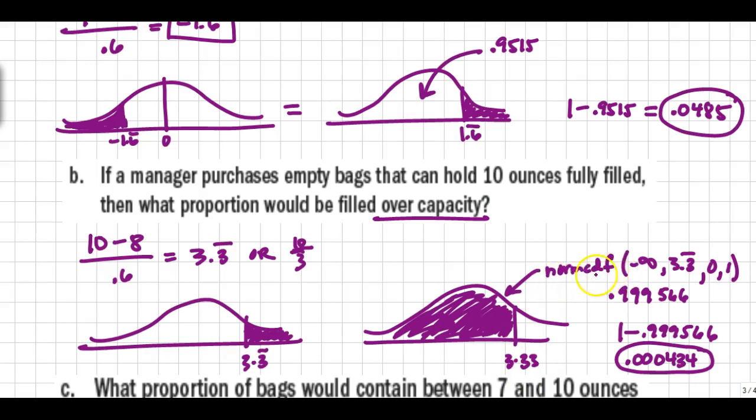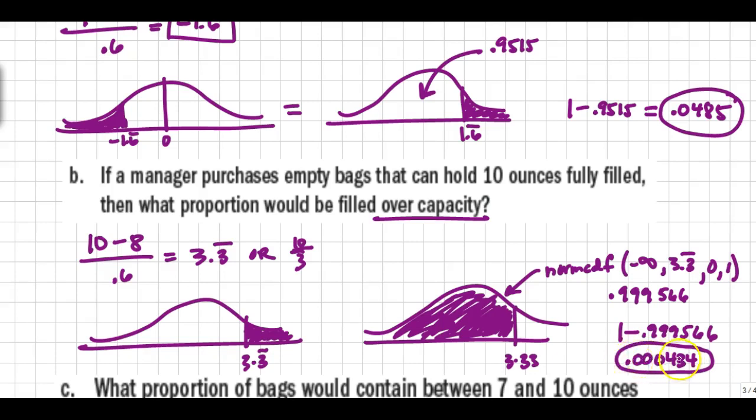So you're going to have to go to the normal CDF command, and you're going to have to get it to do 3.3 repeating, or 10/3, and then with 0 and 1. When you calculate that there, you get 0.999566. But again, remember that's the big area that we're not looking for, where we're looking for the complement of that, which is the tail up above it. So we do 1 minus that answer to get our final result. And that number is what we would expect.